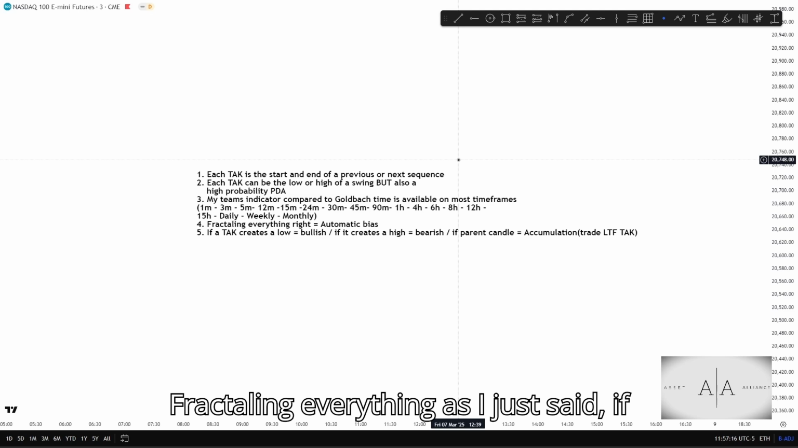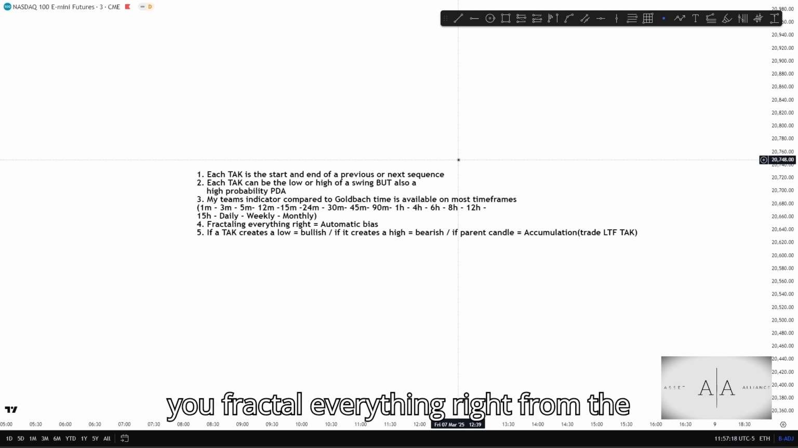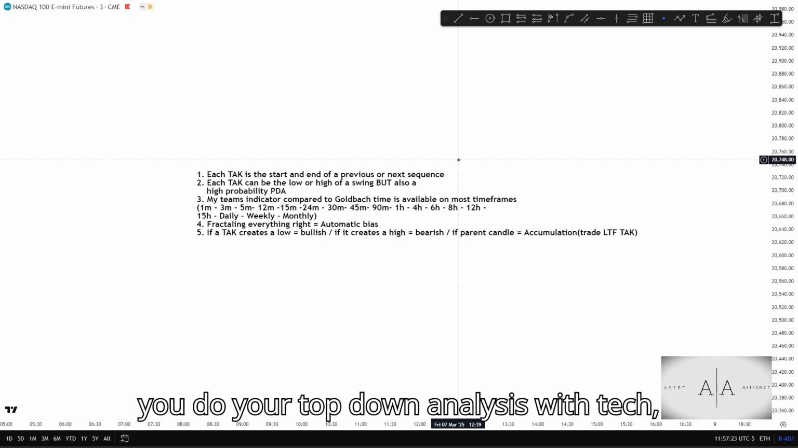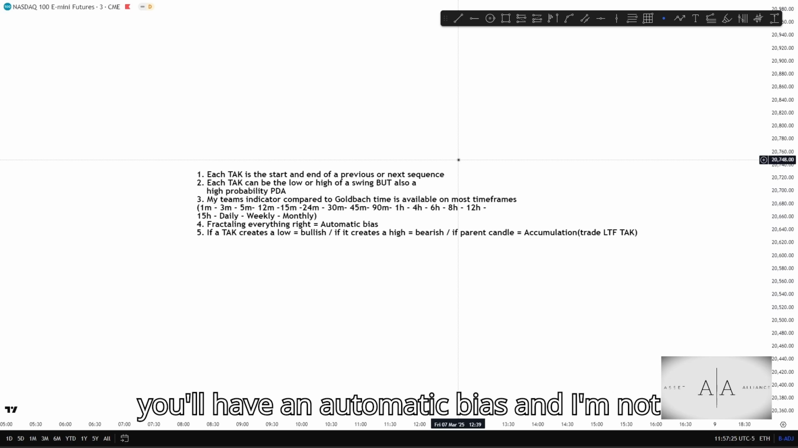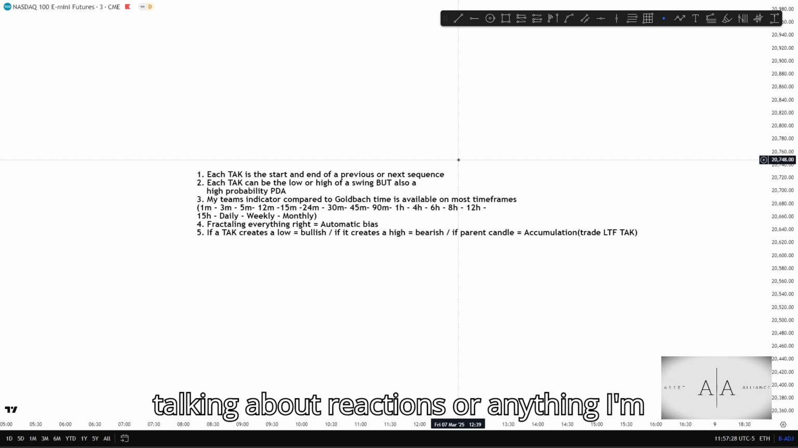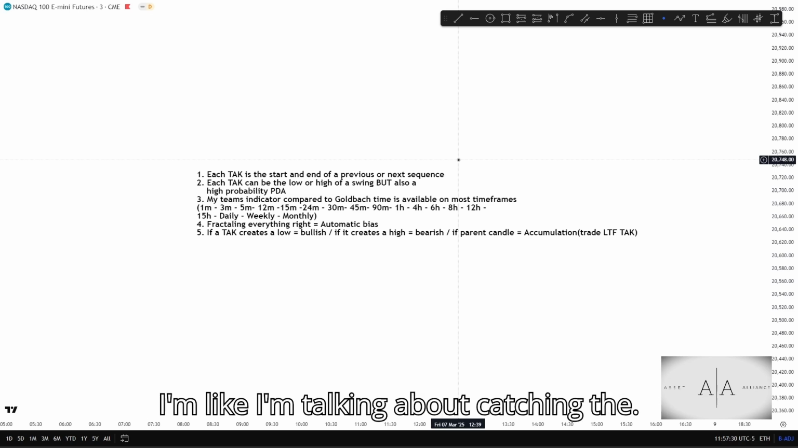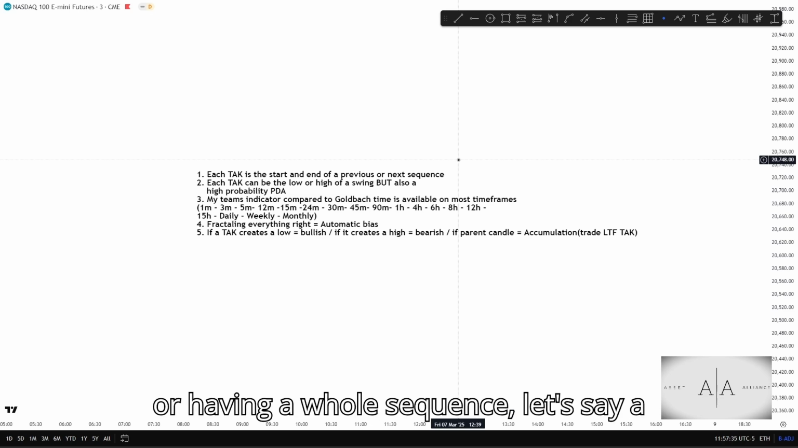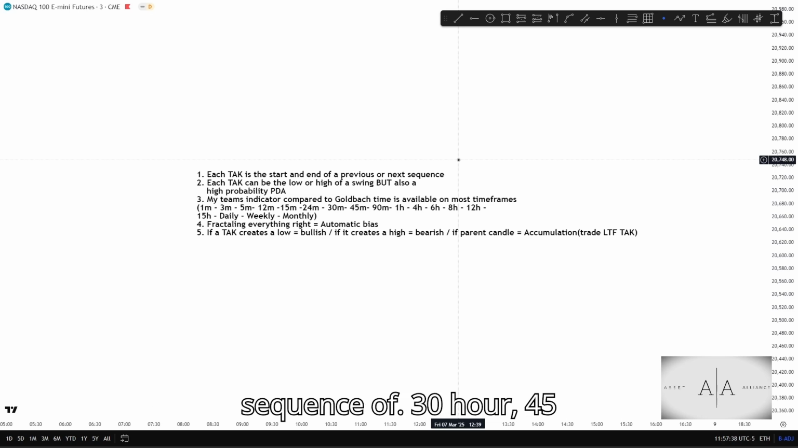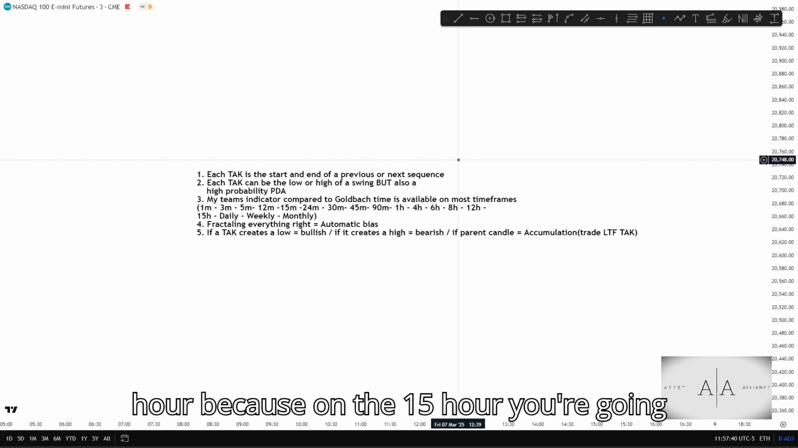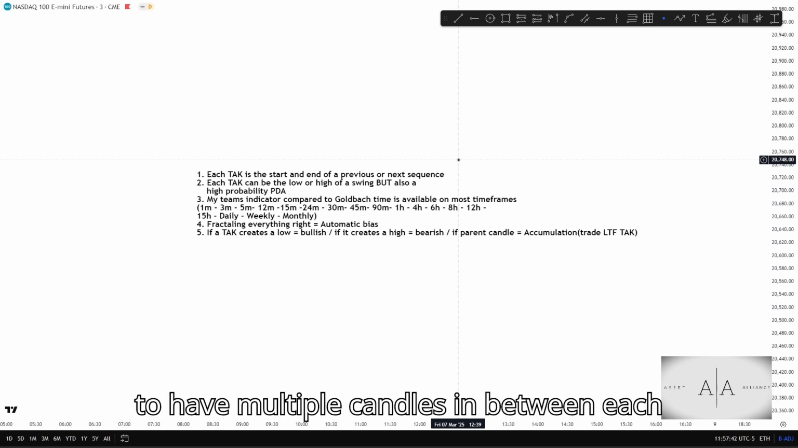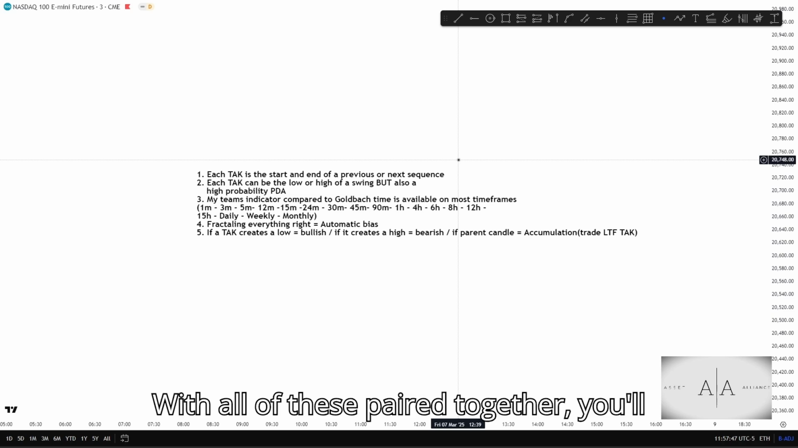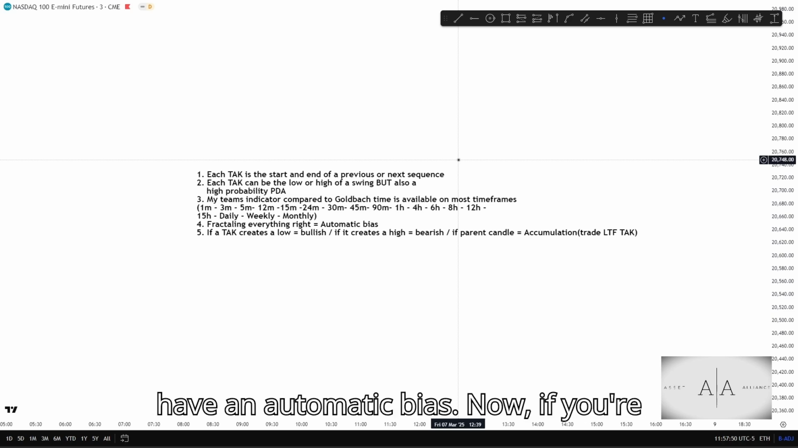Fractaling everything, as I just said, if you fractal everything from the weekly, daily, 15 hour, 4 hour, and do your top-down analysis with that, you'll have an automatic bias. And I'm not talking about reactions or anything. I'm talking about catching the low or the high of the whole move, or having a whole sequence, let's say a sequence of 30 hour, 45 hour, because on the 15 hour you're going to have multiple candles in between each sequence. With all of these paired together, you'll have an automatic bias.